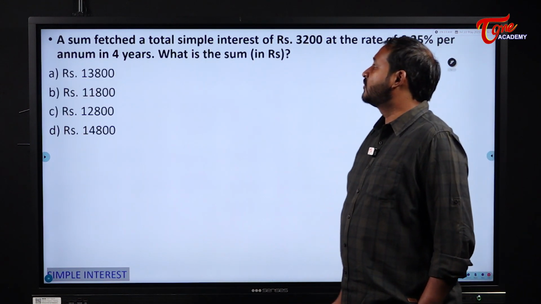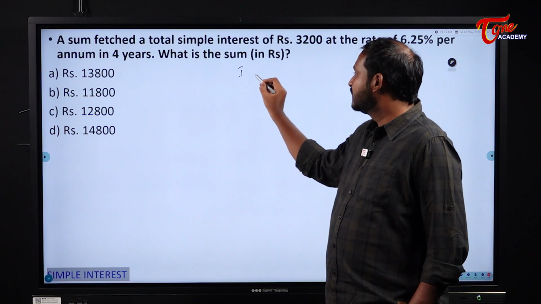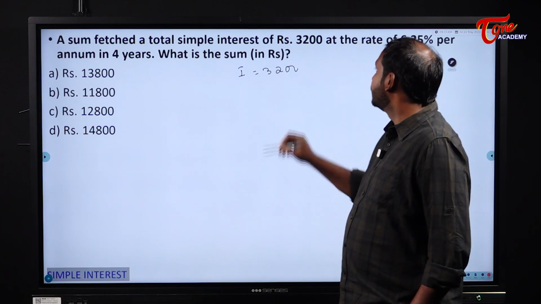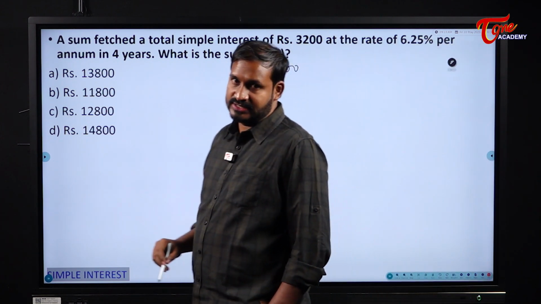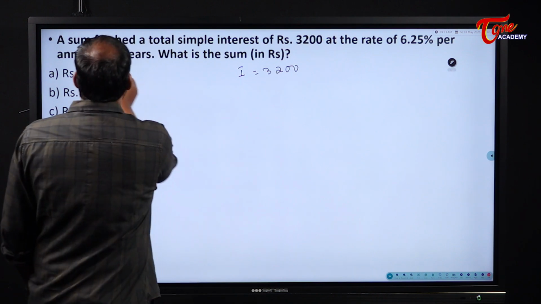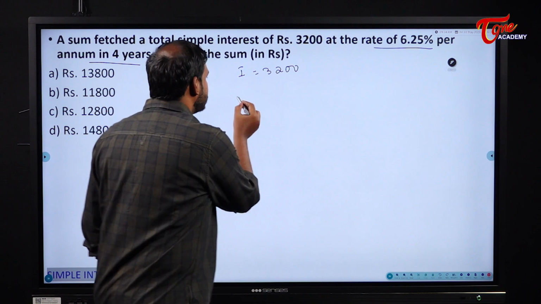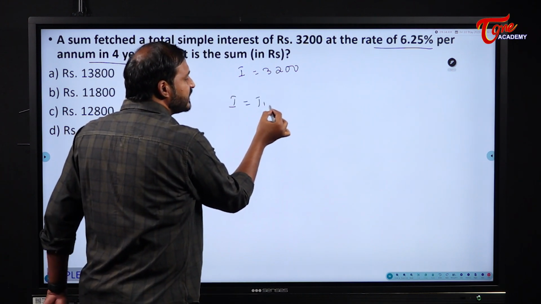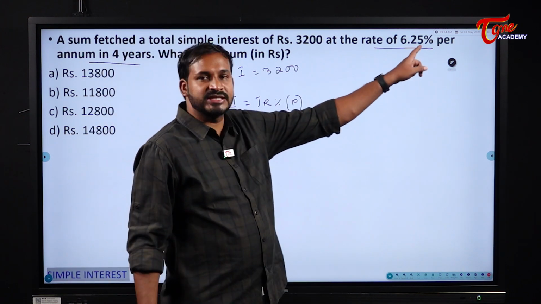A sum fetched a total simple interest of rupees 3,200. Here interest is how much? 3,200. Okay, good, superb. At the rate of 6.25% per annum in 4 years. In 4 years. Tell me what is the interest which I should get based on these two things. Interest is equal to what? Generally TR percentage of principal, right? What is time period here? 4 years, and rate of interest is 6.25.